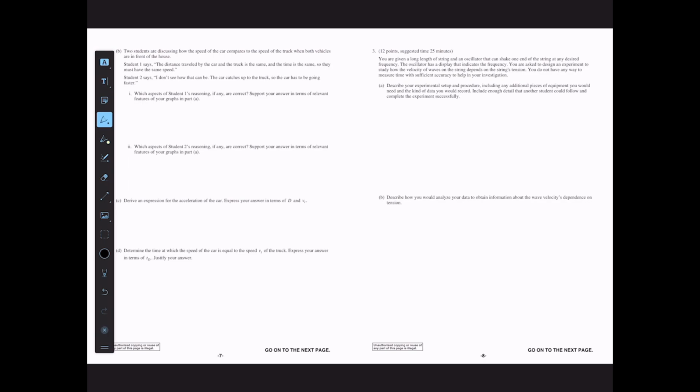So student 1 says the distance traveled by the car and the truck is the same and time is the same, so they must have the same speed. Which aspects of his reasoning are correct? He is correct that the distance and time are the same. And then student 2 says, I don't see how that can be. The car catches up to the truck, so the car has to be going faster. And he is correct in saying that the car is going faster.